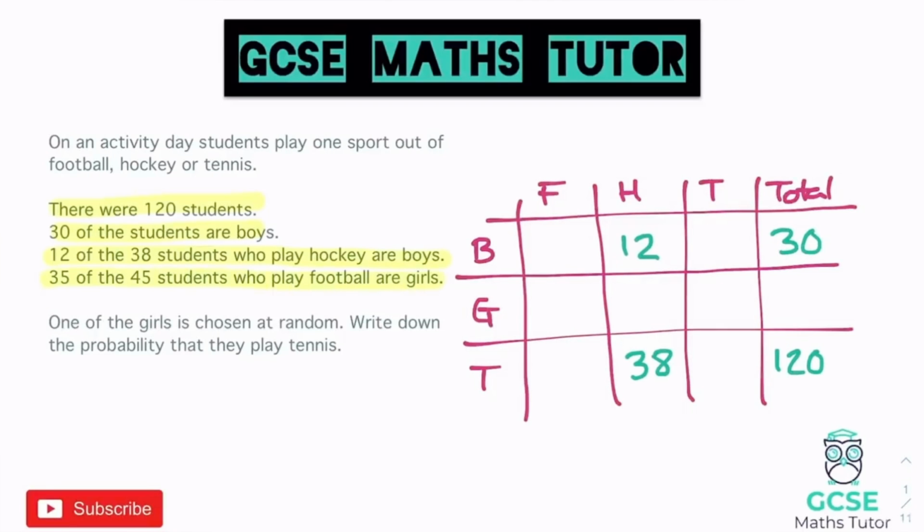So in the football column, we've got 35 are girls out of the 45. There we go, so that allows us to put 2 bits of information in. So now we can go about actually filling in the rest of this table. So let's have a look then. We've got the first column there, that has to add up to 45, so we're missing 10. So we've got 10 boys.